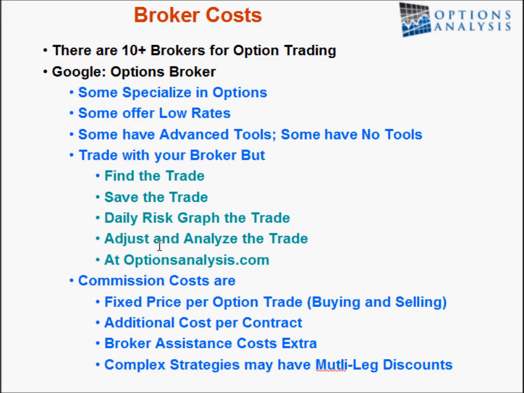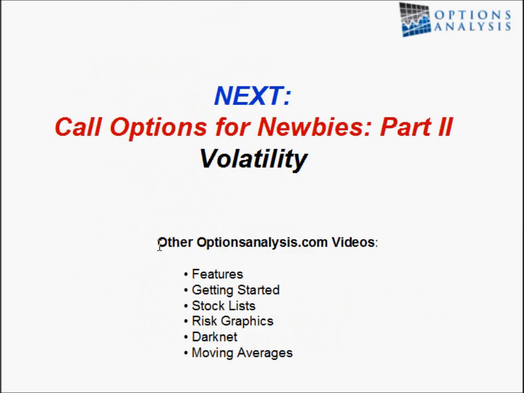Now, some brokers offer discounts when you use complex strategies for options trading. These are called multi-leg discounts. We're not going to be discussing complex strategies in any of these presentations, except at the very end when we're going to adjust the call option trade. The next presentation, which will be part 2, will now get into volatility. Why were those 3 options so differently priced?